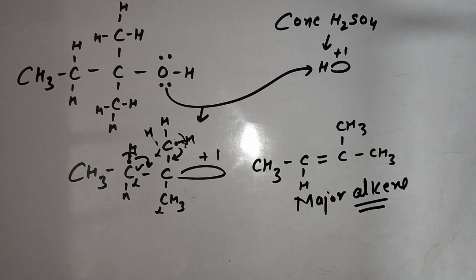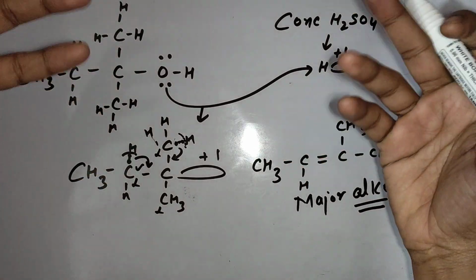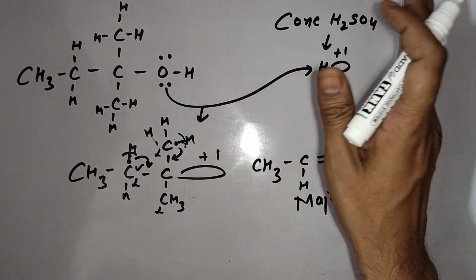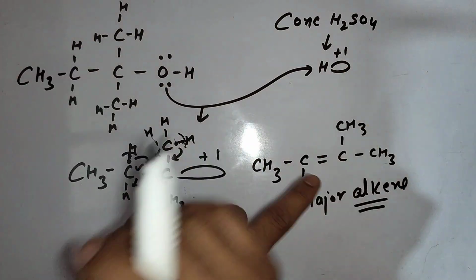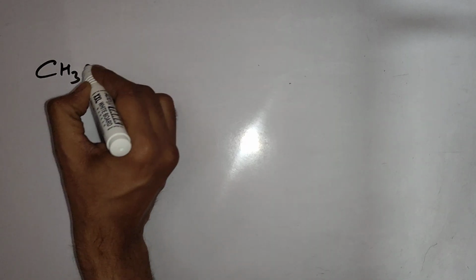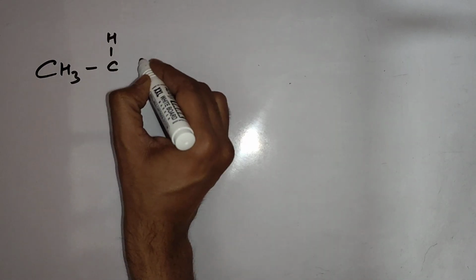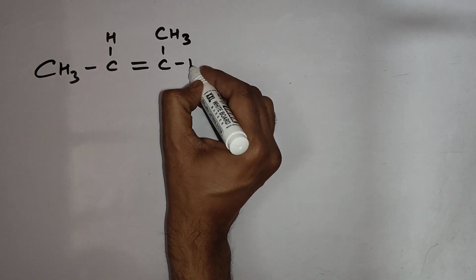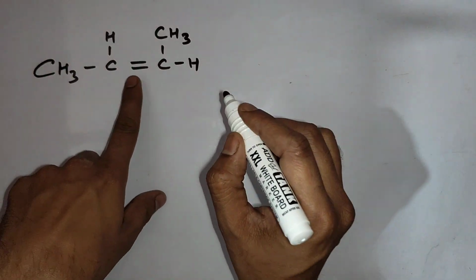alkene. Up to here we have already done the dehydration of alcohol, so no need to discuss too much about it. So I am directly going to use this alkene for oxidation. Now check what will happen. This is the alkene which is generated.